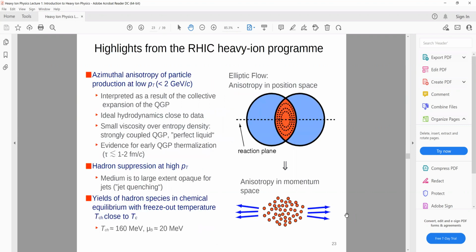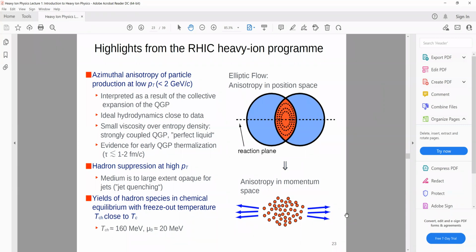So I will briefly discuss the highlights from the RHIC heavy ion program and the LHC heavy ion program, because RHIC is the first collider, and we are having the STAR Alice India School. STAR is one of the major experimental programs. The major findings of RHIC include the azimuthal anisotropy of particle production at low pT, meaning pT less than 2 GeV/c. The results are interpreted as a collective expansion of the partonic medium, the QGP medium.